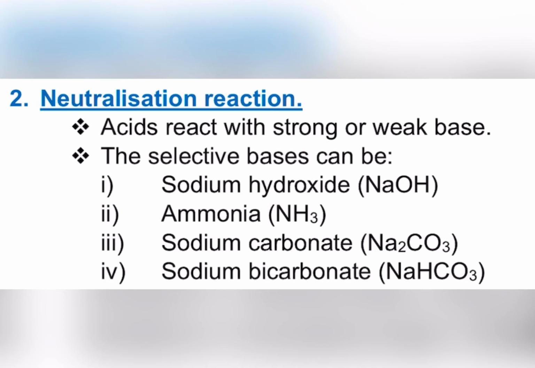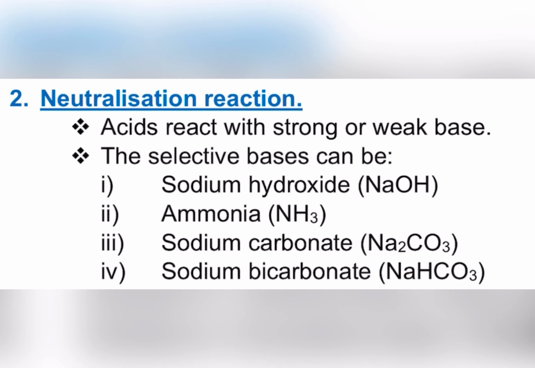The selective bases that can be used in this reaction are 4 of them. The first one is sodium hydroxide, NaOH. The second one, ammonia, NH3. The third one, sodium carbonate. Please remember the chemical formula, which is Na2CO3. And the last one, sodium bicarbonate, NaHCO3. So note the difference here between Na2 and NaH.